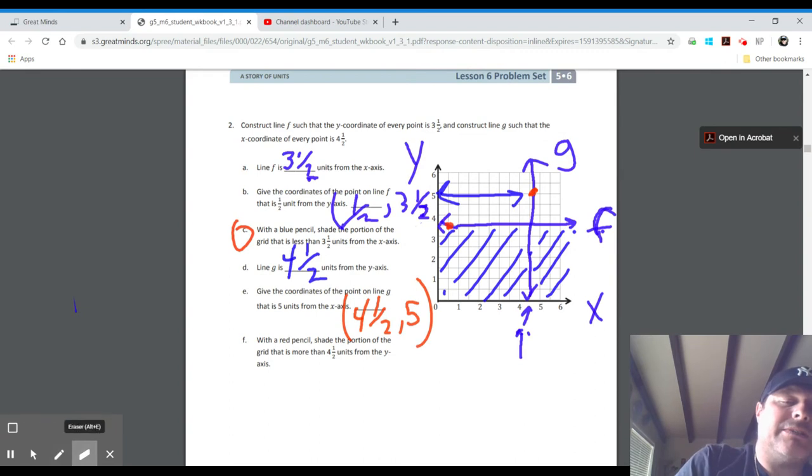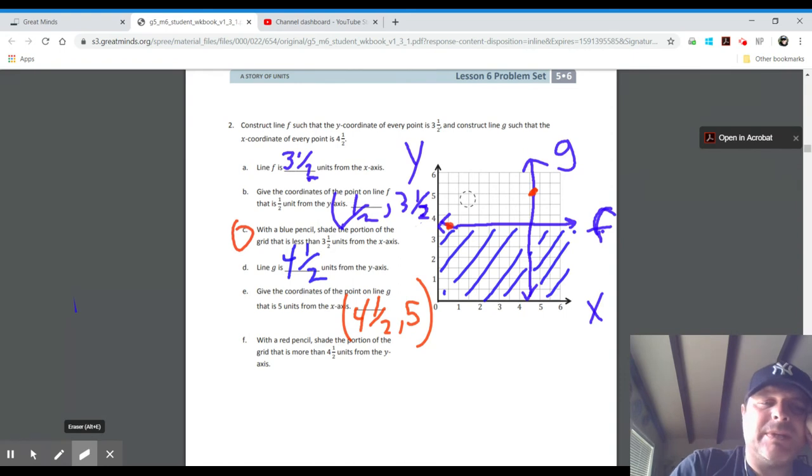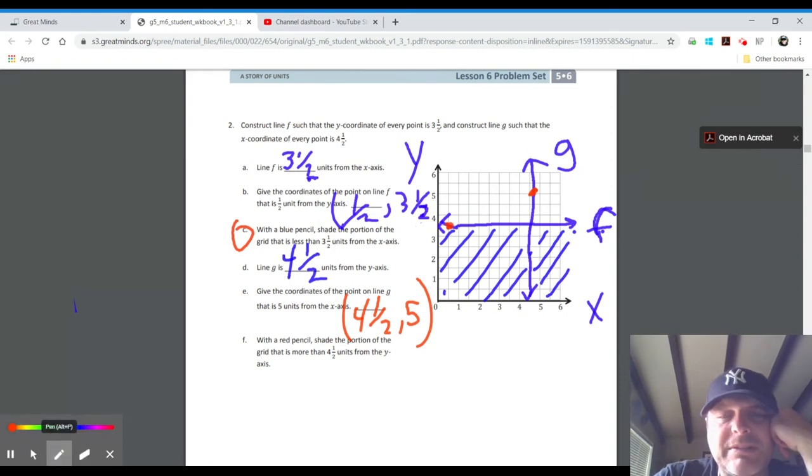Okay. Last question says, with a red pen, what does this say? I'm just going to get rid of some of this to clean it up. Okay. It says, with a red pencil, shade the portion of the grid that is more than 4.5 units from the Y-axis. More than 4.5 units from Y. So 4.5 is right here. We want more than that. So shade the part of the grid. So I'm going to do this. So all that part.